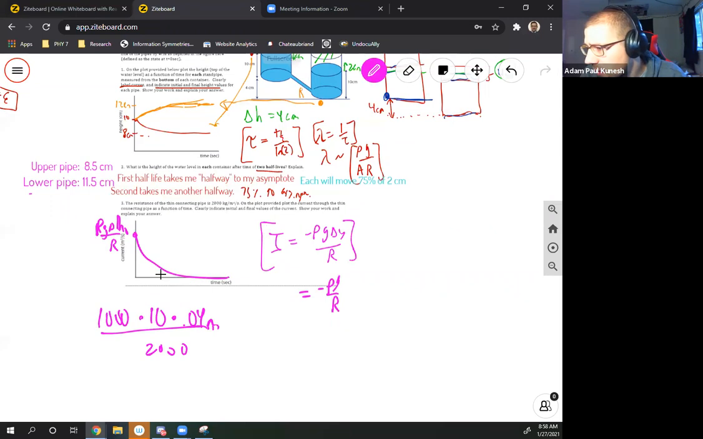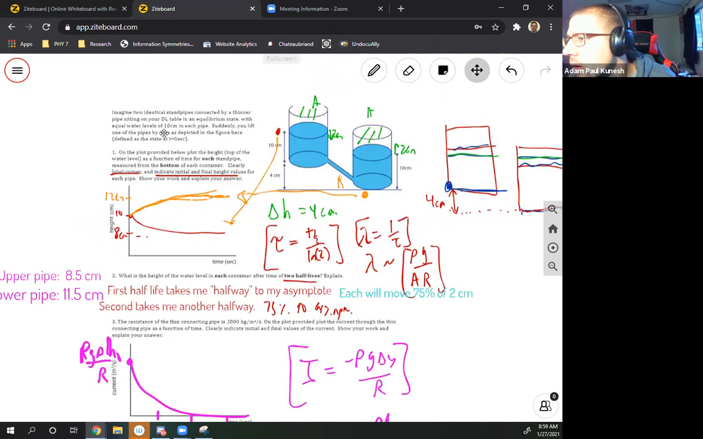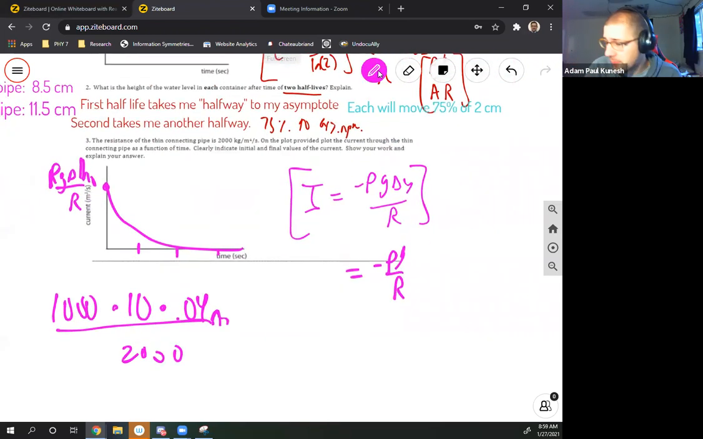The final value of current is going to be 0. And then we've got all of our half-lives, which we don't get to know the value of because we don't know the area. I don't think. Double check me here. Yeah, we don't. So we still don't get to know the exact length of a half-life, but we can know the initial current just by knowing the initial height difference. So that's the initial current here.